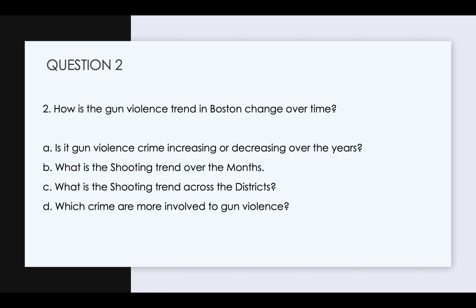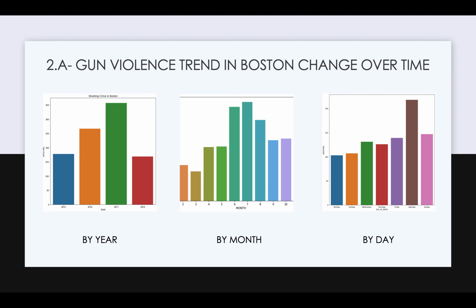So start from the question, how is the gun violence trend in Boston changing over time? Is gun violence crime increasing or decreasing over the years? What is the shooting trend over the months? What is the shooting trend across the different districts? Which crimes are more involved with gun violence? So start from the first question.